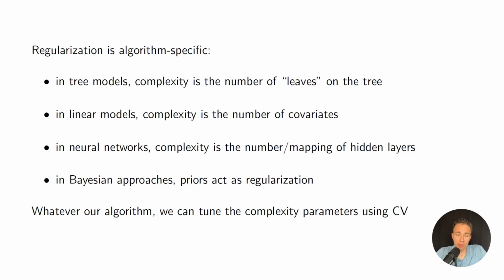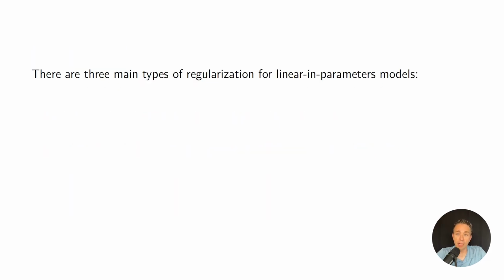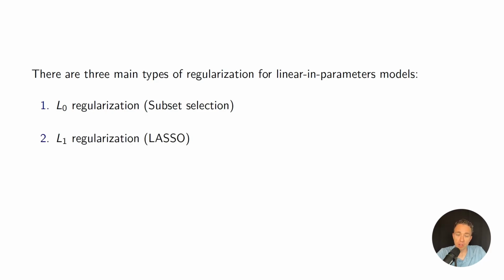But whatever our algorithm, there's always going to be some sort of hyperparameter that we can tune using this cross-validation process. And if our algorithm is linear in parameters, then we can use some special types of regularization that I'll talk about now. One is called L0 regularization, which is also known as subset selection. There's also L1 regularization, which is called LASSO, which stands for least absolute selection and shrinkage operator. And then there's L2 regularization, which is called ridge regression.